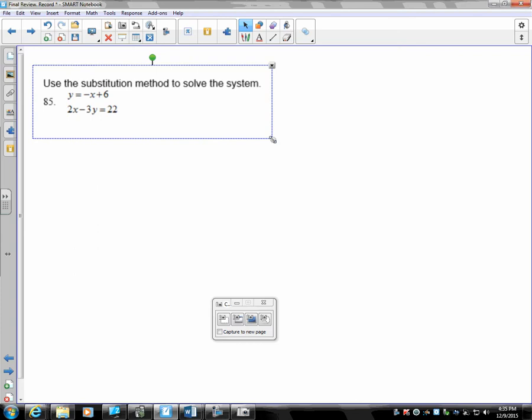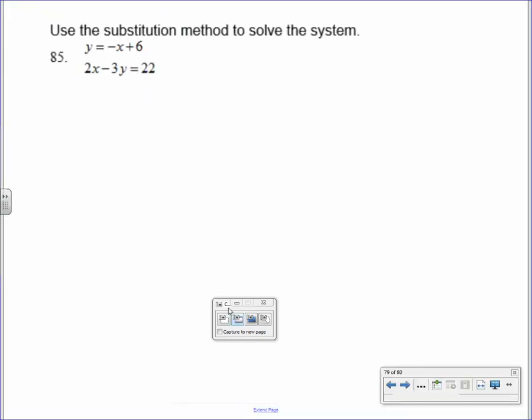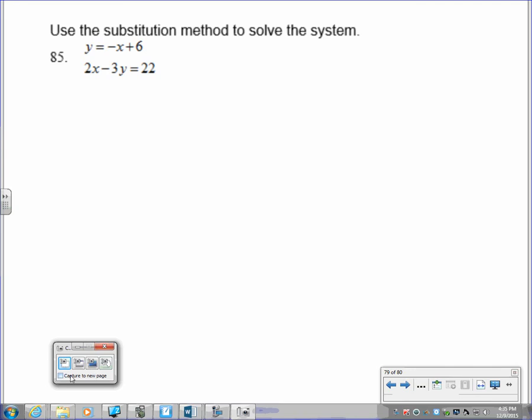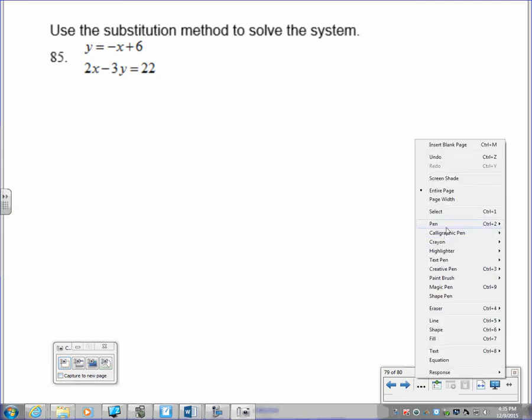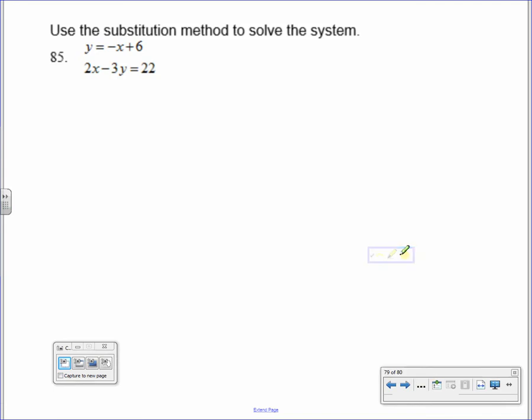Moving on to number 85. Use the substitution method to solve the system. All right, I'm going to talk about it the way that I talked with my students about it in my classroom. So what we do is we can take a highlighter or we can circle with our pencil, whichever one. What I notice is that in my first equation, I have a y that's all by itself. Okay? So in the other equation, I'm going to highlight that same letter that was by itself, and that was the y.